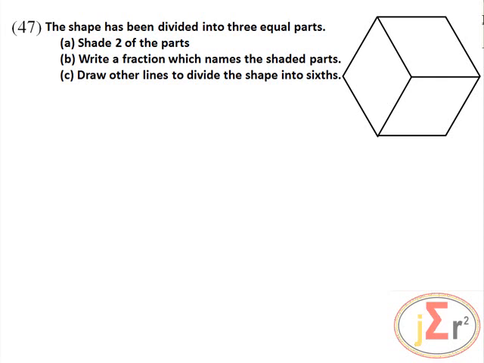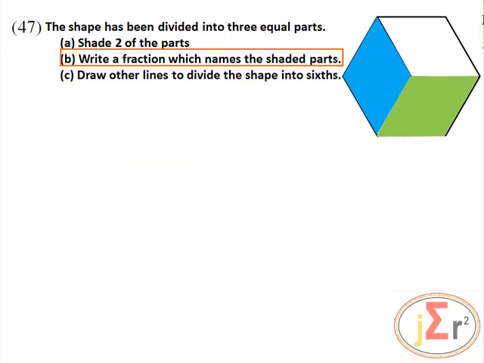But we will have to work with it as a two-dimensional figure. We will just follow the directives that are outlined in the statement of the problem. The shape has been divided into 3 equal parts. Shade 2 of the equal parts. So there we have shaded 2 of the equal parts.